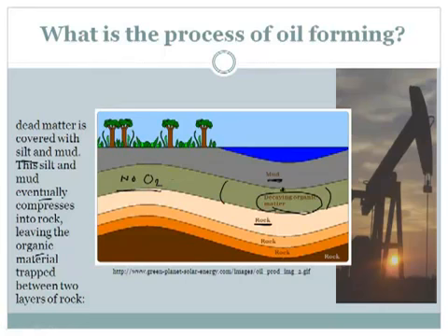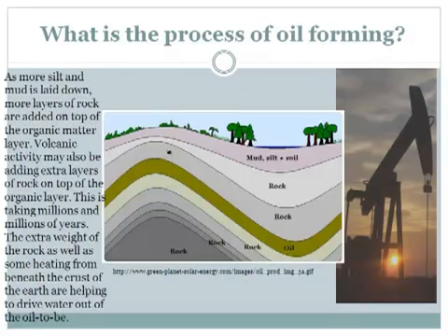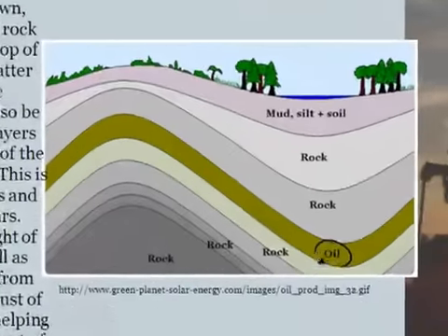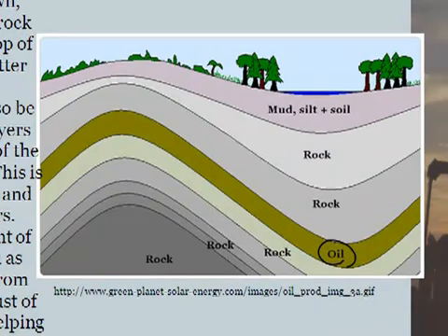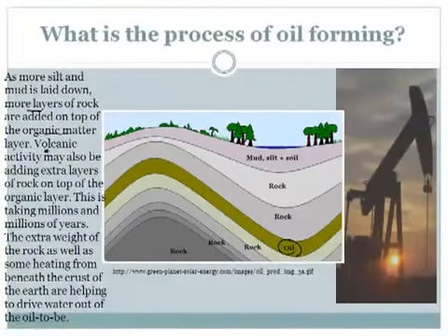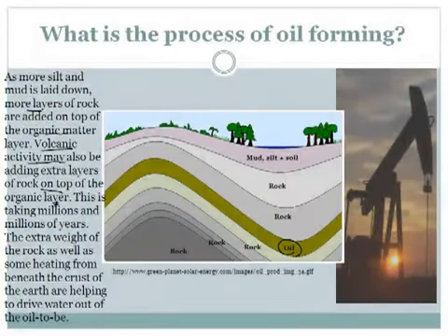Now notice that the layers are tilted. This orange down here is tilted. Again, that's probably caused by some compression from plate tectonic activity. And now here's our organic matter turned into oil down here. As more silt and mud is laid down, more layers of rock are added to the top of the organic matter. Possibly some volcanic activity may also be adding extra layers of rock on top of the organic matter.